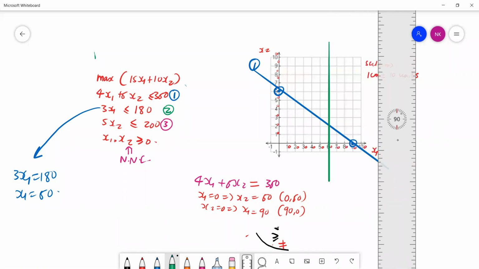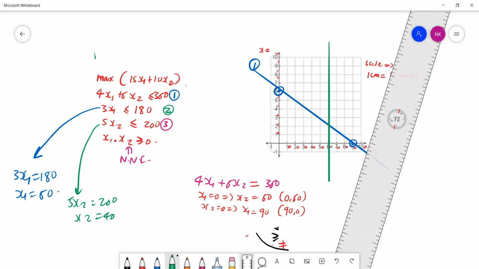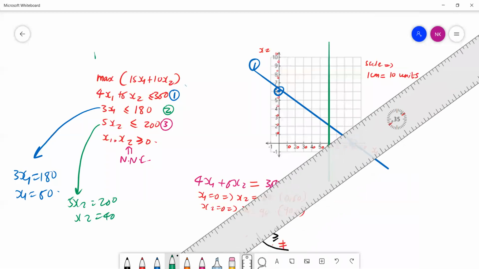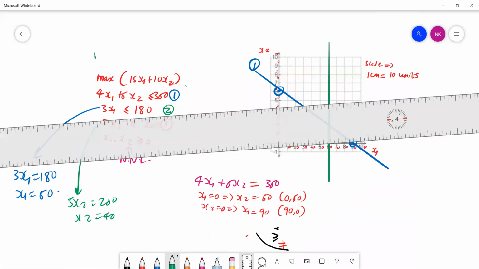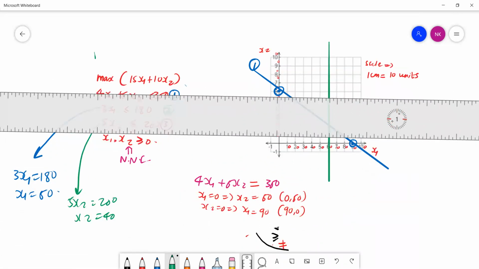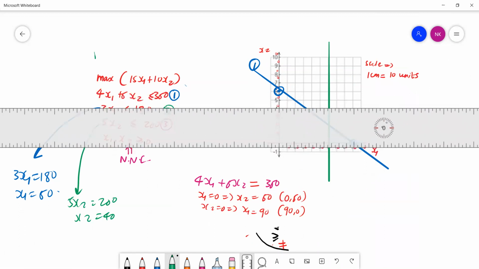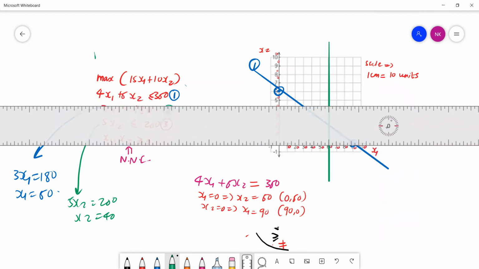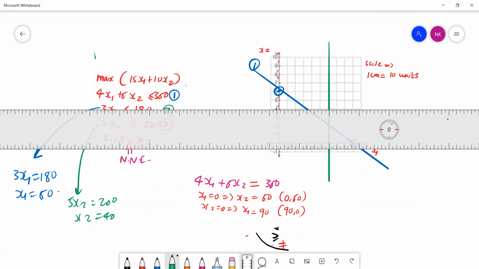And the third constraint is 5x2 less or equal to 200. So I'll be converting it into the equality sign, equal to 200. So x2 equals 40. So it will be a horizontal line. Let me convert the scale to horizontal, and it will be equal to 40. Let me put it over here, and I will be drawing it with pink.